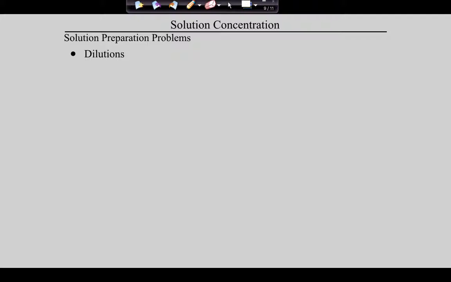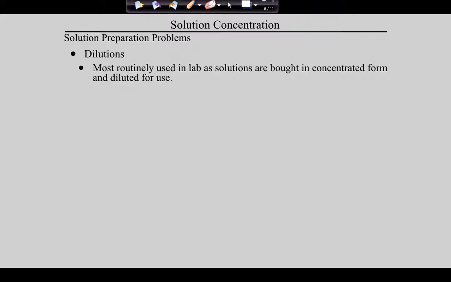So guys, we don't buy sulfuric acid or hydrochloric acid or nitric acid or acetic acid. We don't buy this stuff at the concentrations we use it. We buy it concentrated. Don't write this down. But the idea is this. Routinely what we do in lab is we buy the concentrates and then we water them down.